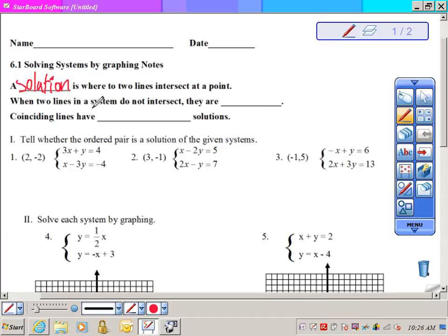When 2 lines in a system do not intersect, they are what? Very good, parallel. And the third one, coinciding lines have? Very good, all real solutions.